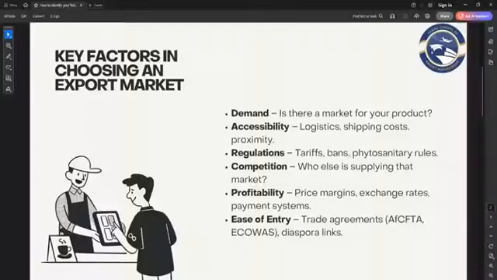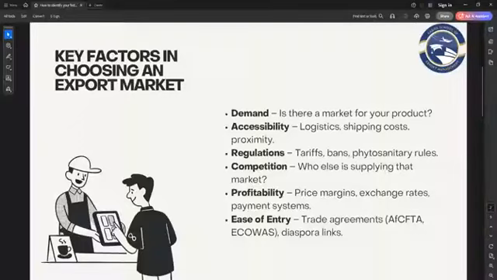between different countries. So you want to know what tariff you have for that country, what tariff that country has for Nigeria, so that you don't pay extra or you don't pay too much tax by the time the container gets to the importer's country, the country where it is going to. So that is really very important. You want to look at the tariffs, the bans, and phytosanitary rules.